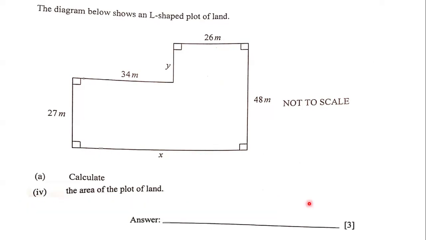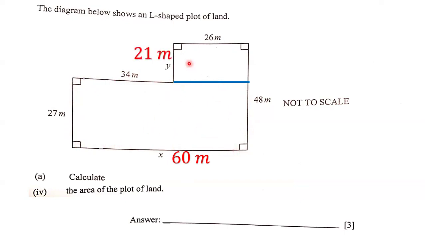Next, our goal is to calculate the area of this plot of land. In order for us to calculate the area, what we're going to do is divide the shape into basically two parts, right? So two rectangles. And so let's figure out the area of this particular rectangle at the bottom here. The area is going to be length times width. Now, what is the length? The length is going to be 60. And what is the width? The width is going to be 27.